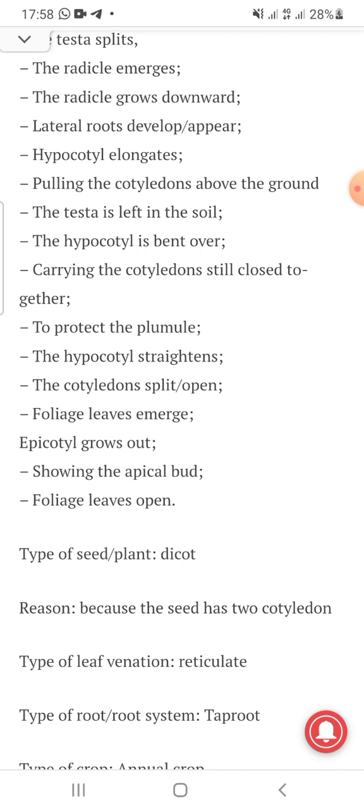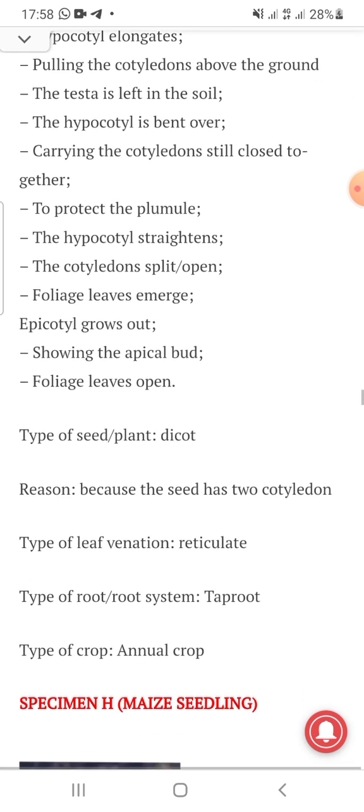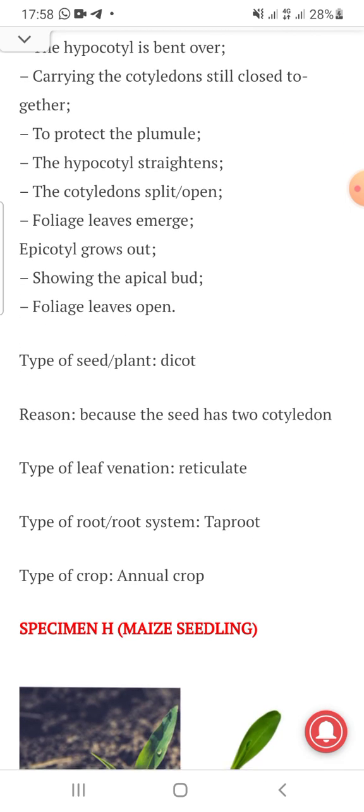So let's look at the type of seed, which is what? Dicot. Reason, because the seed has two cotyledons. Type of leaf venation, reticulate. Type of root or root system, taproot. Type of crop, an annual crop.